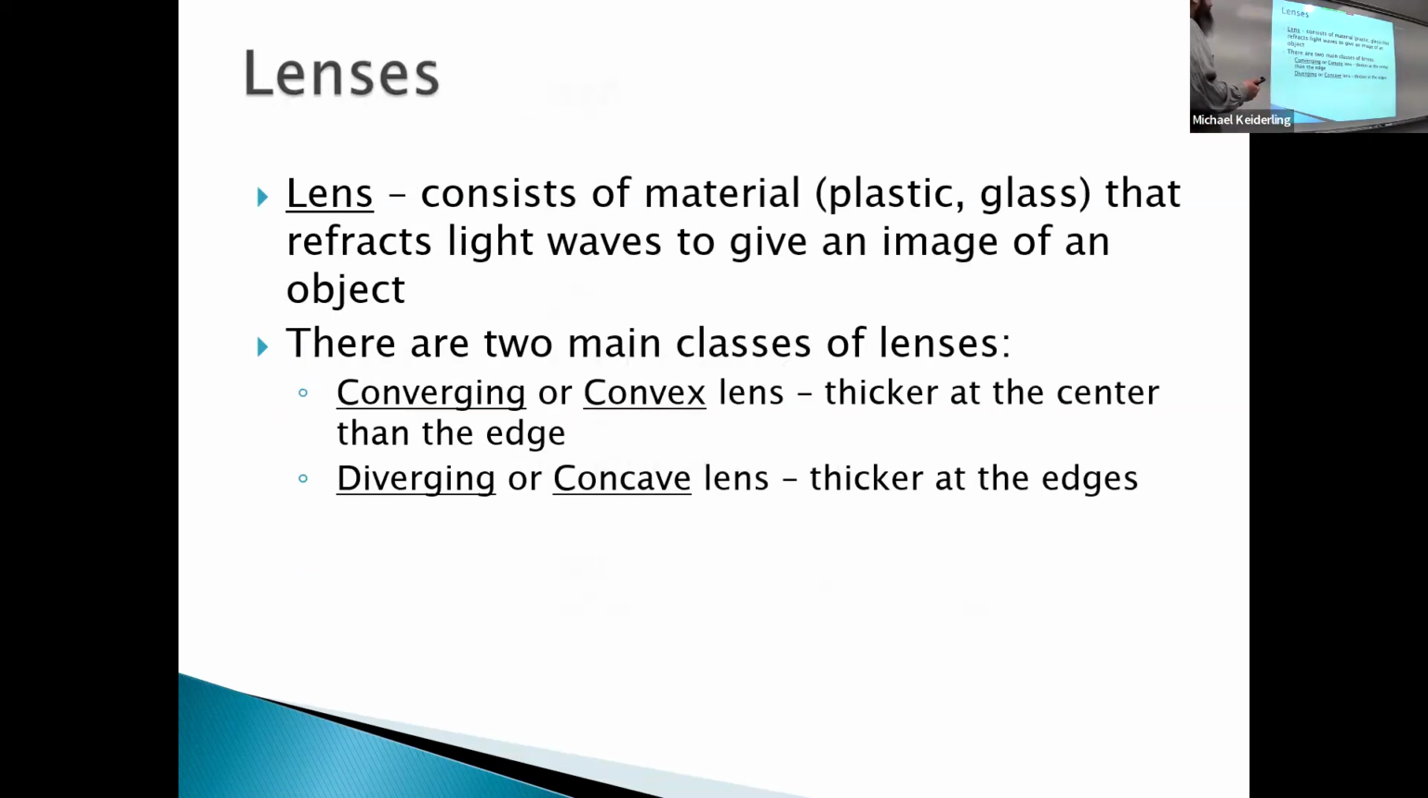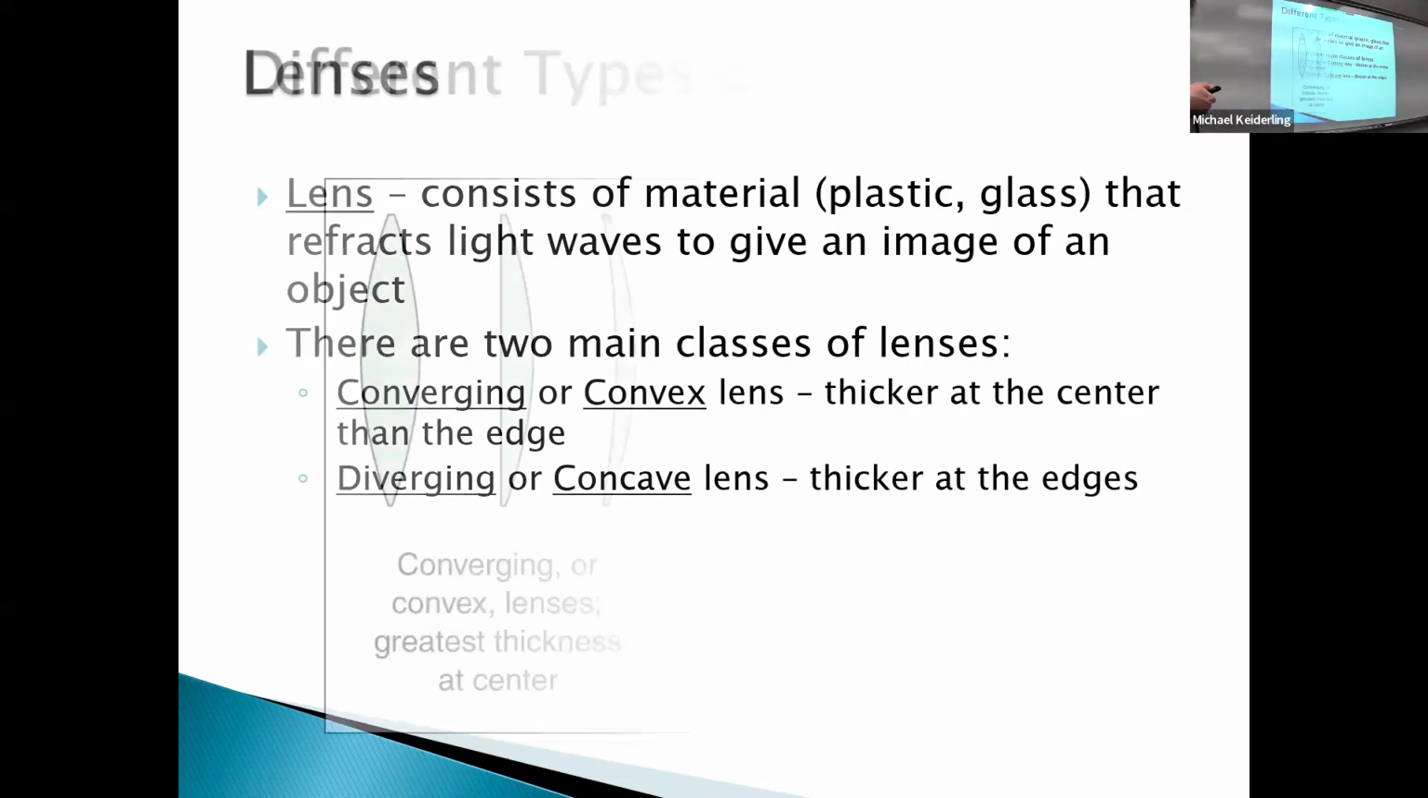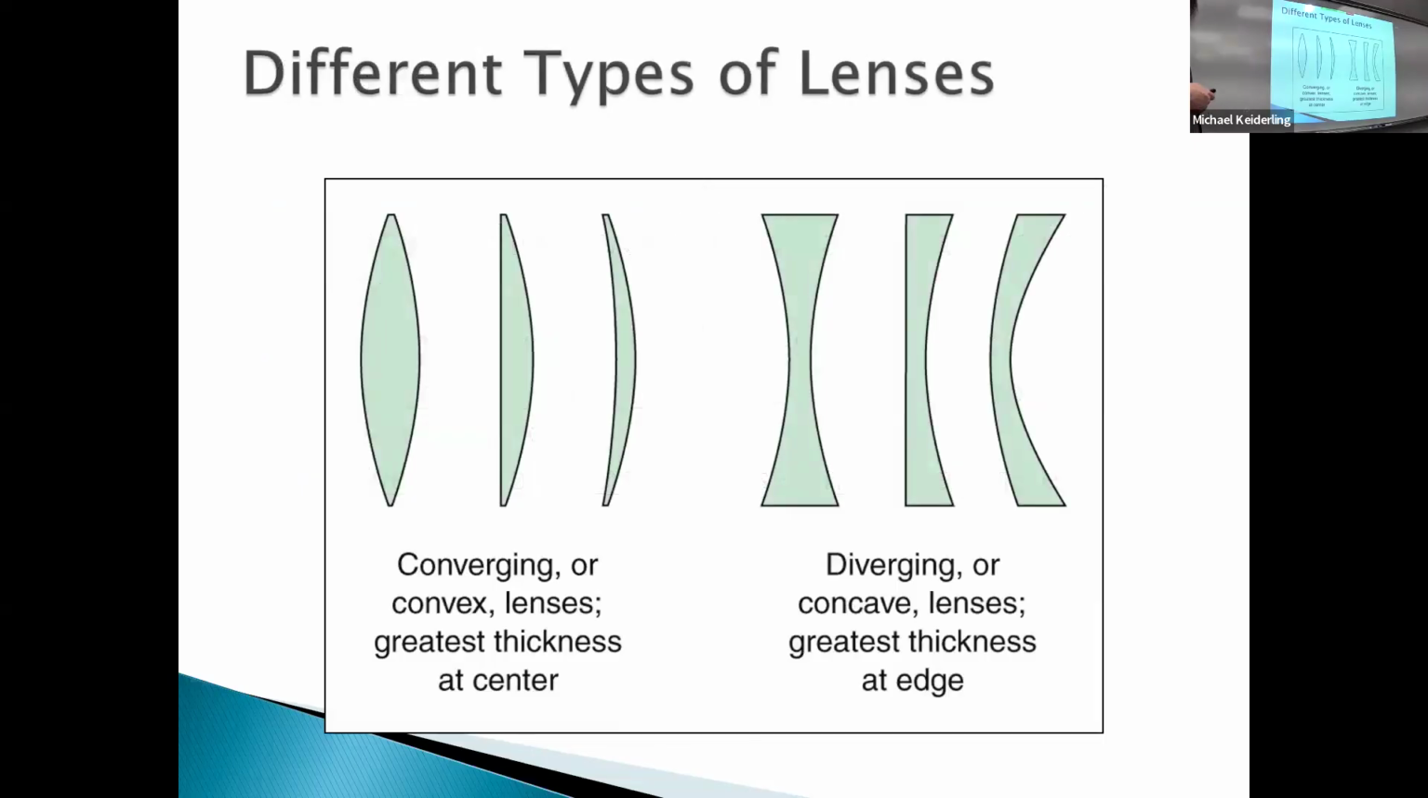So, continuing on with chapter 7, a lens is a structure that consists of a material, plastic or glass, that refracts light waves to give an image of an object. There's two main classes of lenses: converging or a convex lens that's thicker at the center than the edge, or a diverging or concave lens that's thicker at the edges. So these are convex lenses. These are concave lenses.